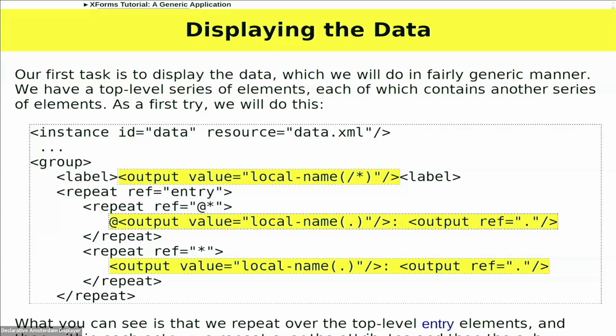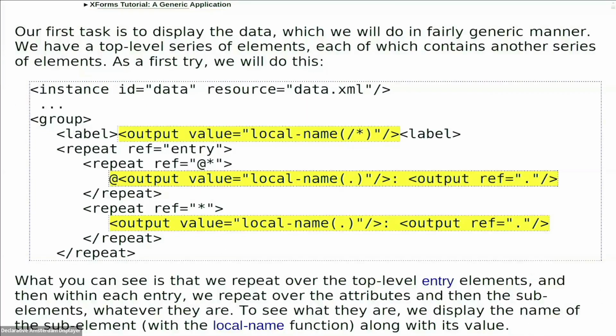So here we've got the instance where we got our data, so that's in data.xml, and then we're going to output the root element's name, the local name of the root element at the top. That's that label. And then we're going to repeat over all the entries. Later on you'll see how to change that into something else. But we're going to repeat over every entry. We're going to output the attributes, the local name and its value. And then repeating over the subchildren of each entry, we're going to output the local name and its content.